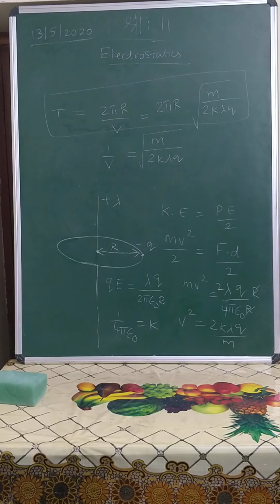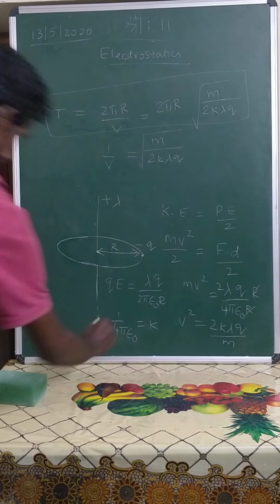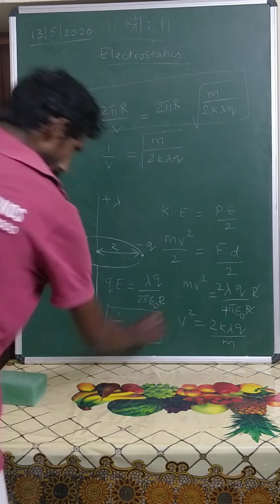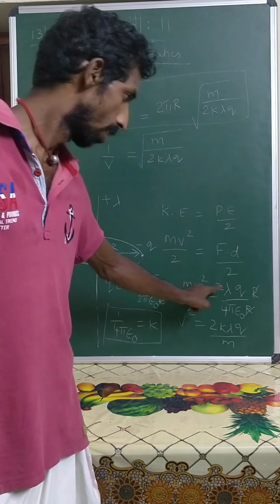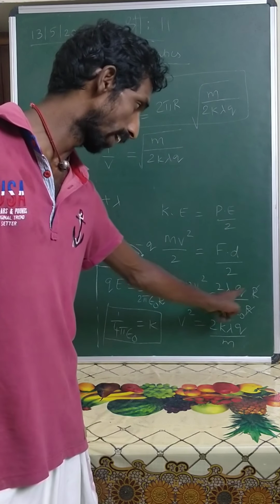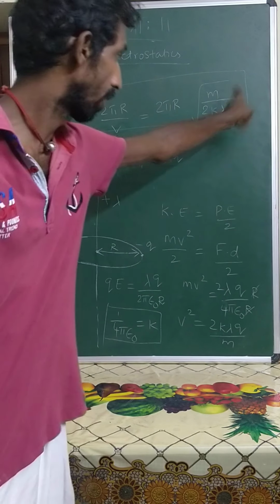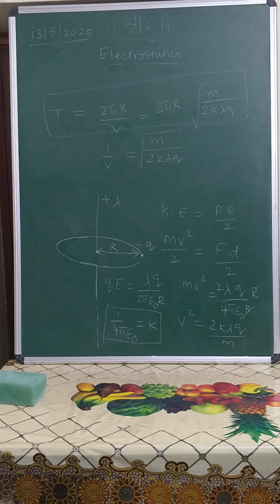So T equals 2 pi r into root of m divided by 2k lambda q. Actually this k is 1 by 4 pi epsilon naught, which we have mentioned here, and we have multiplied and divided by 2, so we are getting 2k lambda q. So this is the time period. In this way we can find it.